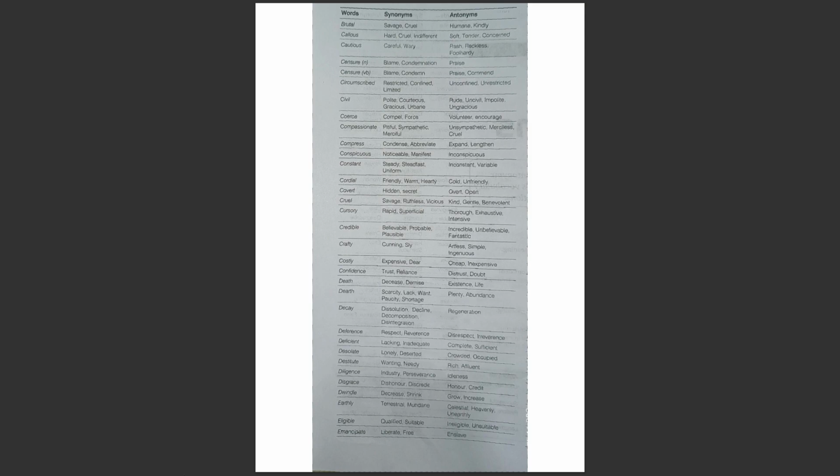Circumscribed. Cir means confined, in, around. That is what cir means. Circumscribed. It means within something, right? So if you're talking about something that is within something, then the portion is restricted. It is limited. The movement is confined. So these would be the synonyms of circumscribed: restricted, confined, limited. And the antonym would be unconfined, unrestricted, khula.